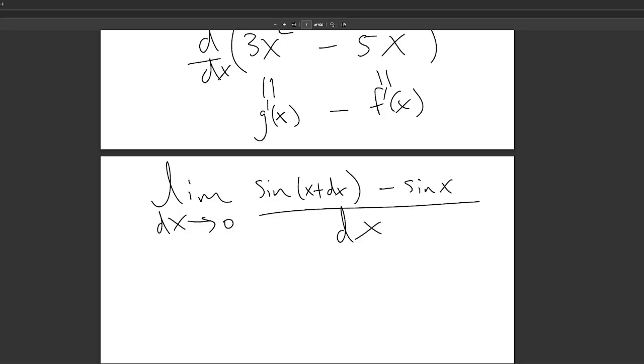So let's do that. Can you tell me which identity we can use? I don't have them memorized. It's been a while, but I think it's the addition one. I forgot what it was exactly called. It would be sine x cosine dx, and then plus sine dx cosine x. Let me just pull it up.